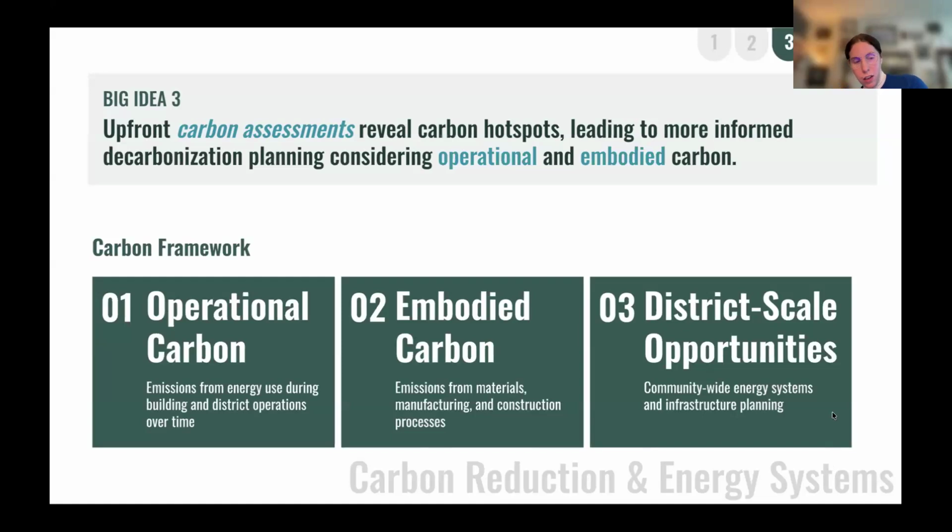Through this process, you're able to develop an inventory of where your carbon sources are, the percent of each, and through that reveal where the hotspots are for optimizing your plans towards decarbonization. The second piece of this that is a new requirement in v5 is this concept of embodied carbon. So the baked-in carbon that comes from materials, manufacturing, and construction processes, LEED project teams are now asked to assess this as part of their carbon inventory.